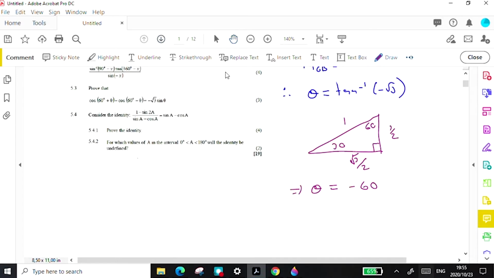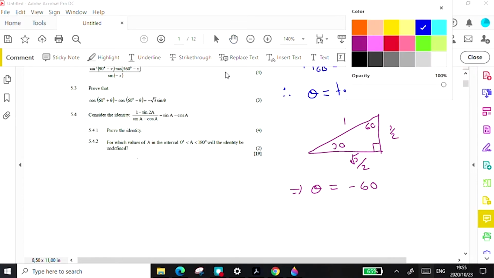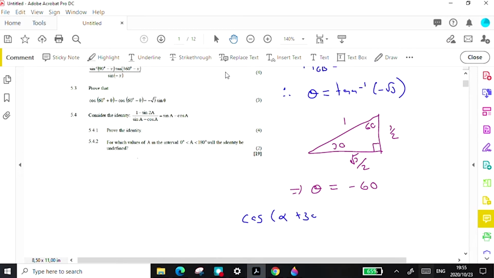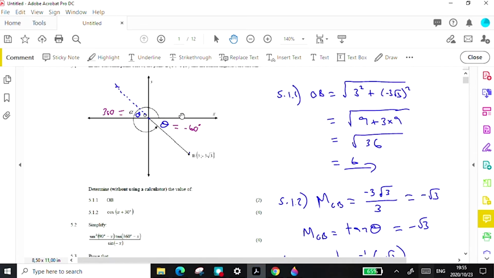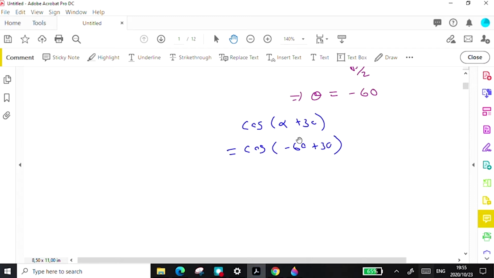So if you want to find cos of (alpha plus 30), that will either be cos of (300 plus 30), or we can use negative 60 plus 30. They are one and the same thing. This is when we're reading the angle clockwise, and alpha is when we read the angle anti-clockwise. So you could write 300 plus 30, which is 330, and 330 minus 360 degrees will return you back to the same thing.